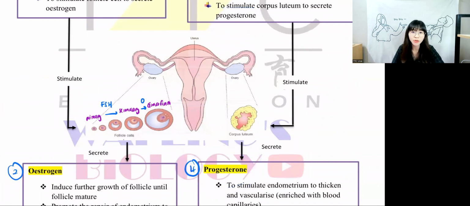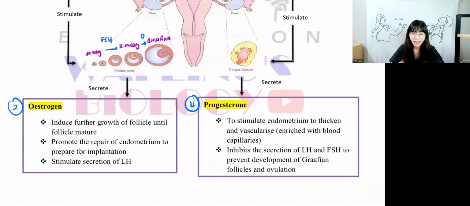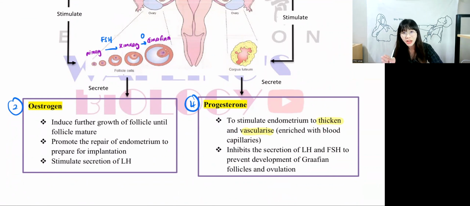What is the function of progesterone? Progesterone maintains the endometrium and makes it vascularized. What is the meaning of vascularized? Vascularized means that it is covered with a lot of blood capillaries, because it's an area where implantation of the embryo will happen. So it has a lot of blood capillaries. We call this vascularized. Okay, at the same time, it will inhibit FSH and LH.